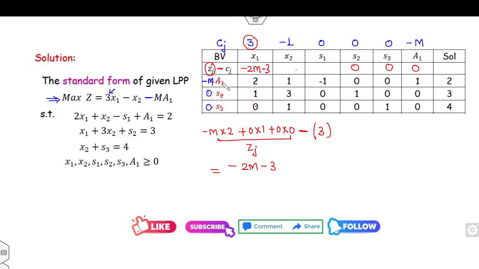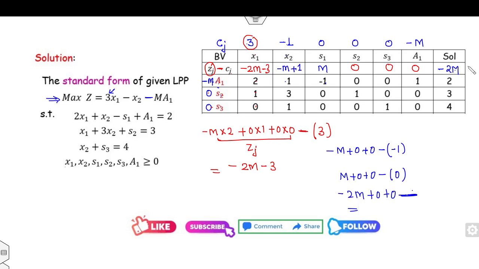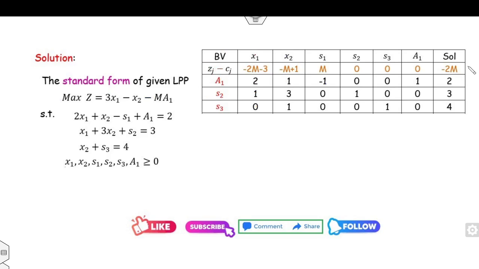Similarly, you can write this number. It's minus M plus 0 minus the upper value, so this number will be minus M plus 1. Similarly, for this case, it's M plus 0 minus the upper value 0. This is M. Look at the last value. It's minus 2M plus 0, and there is no other number, so it will be minus 2M. Is it okay? Now once you have completed this table, the rest of the calculation is very simple.